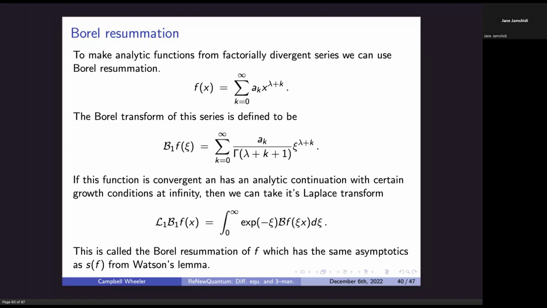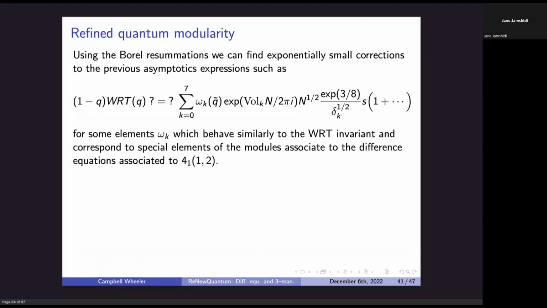And if we take the asymptotics as x goes to 0, from Watson's lemma, this will give us an asymptotic series which corresponds to the original formal series that we started with. Okay, so this is one prescription for taking divergent series and turning them into analytic functions. And so we can apply this to all of our examples.